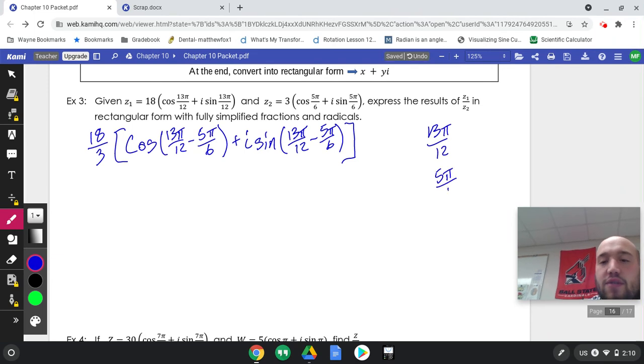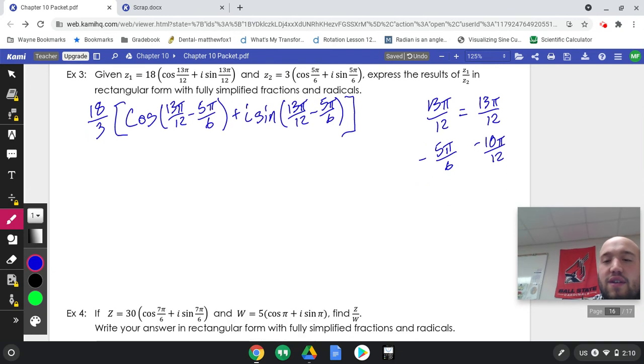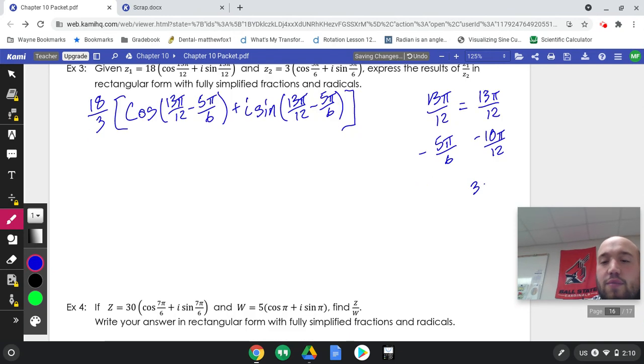Five pi over 6, we need to subtract that. First, we need to just keep the 13 pi as is. Let's double the bottom to 10 pi over 12. We'll subtract that. 13 minus 10 leaves us with 3 pi over 12. Now we just need to reduce that, and we'll get pi over 4. 18 divided by 3, hopefully we know is 6.